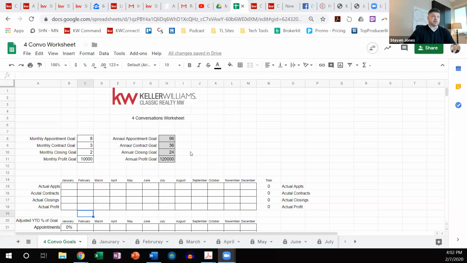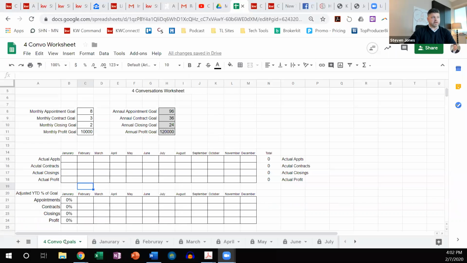In our screen share, I'm going to pull this up now. So here's what we have for our screen share right now. You're going to see on the first page, on the lower left-hand side, it says 4 Conversation Goals. The conversations are this: we have monthly appointment goal, monthly contracts, monthly closings, and monthly profit. Here's what we're going to do. We're going to put in this goal based on our annual goal. So if our goal is to earn 120,000, you're going to divide that by 12, and you're going to put 10,000 in here.